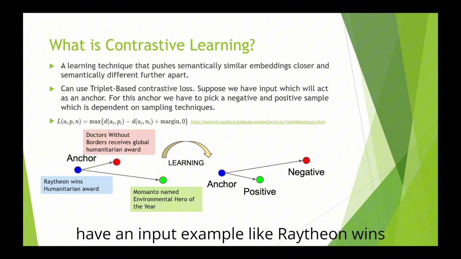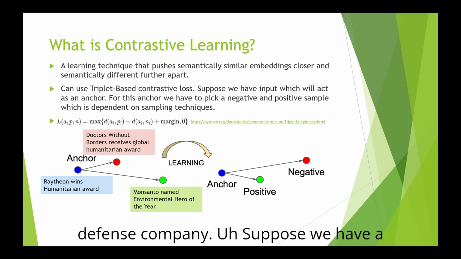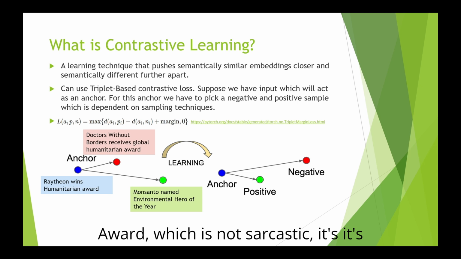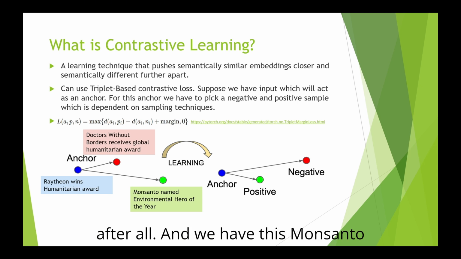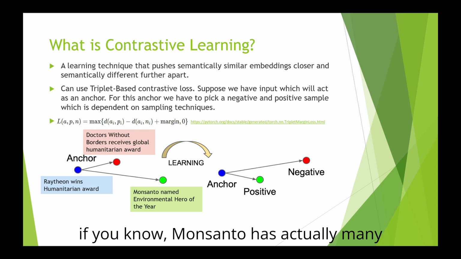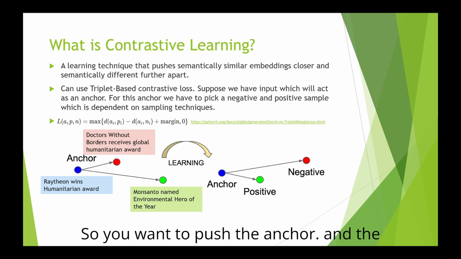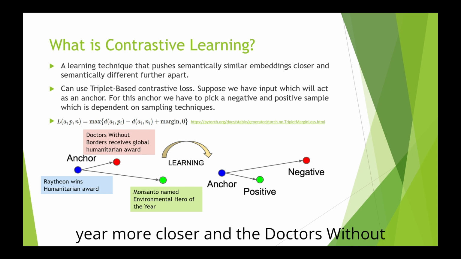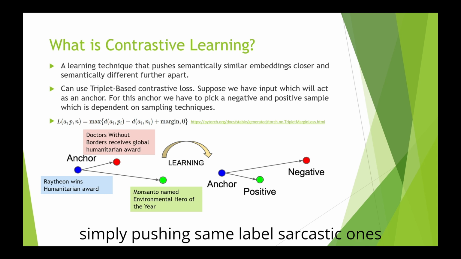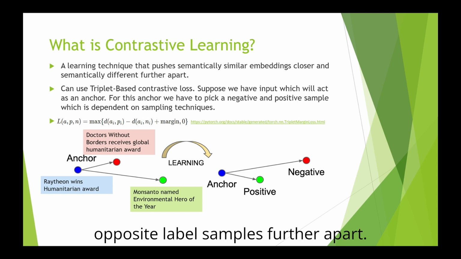Suppose you have an input example like "Raytheon wins humanitarian award", which is obviously very sarcastic because Raytheon is a defense company. Suppose we have a negative sample, "Doctors Without Borders receive global humanitarian award", which is not sarcastic, it's a fact. They are an ethical group, after all. And we have this "Monsanto named environmental hero of the year". If you know, Monsanto has had many controversies regarding environmental issues, so obviously it's very sarcastic. So you want to push the anchor and the Monsanto example closer, and the Doctors Without Borders example further apart. So here it's simply pushing same-labeled sarcastic ones closer together and opposite-labeled samples further apart.